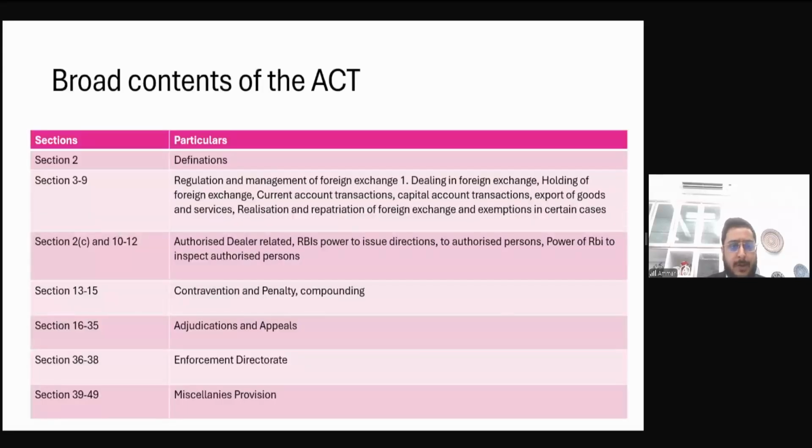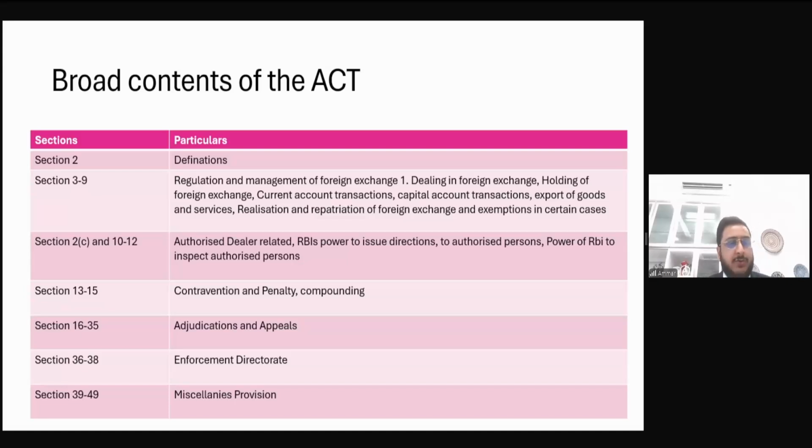So these are the broad contents of the Act. Section 2 is basically the definitions. Sections 3 to 9 are where the important things are for us regarding the regulation and management of foreign exchange: dealing in foreign exchange, holding of foreign exchange, current account transactions, capital account transactions, export of goods and services, realization and repatriation of foreign exchange. These are the main sections for our reference.